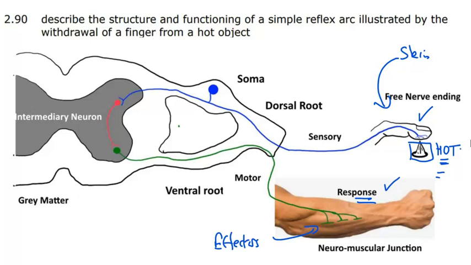The detection of the hot object is then sent as a nerve impulse along what is called a sensory nerve, here drawn in blue, and the direction of travel is back like so. The sensory nerve travels all the way along the finger, the arm, across your back, and then enters the spinal cord, which is drawn to the left-hand side here.